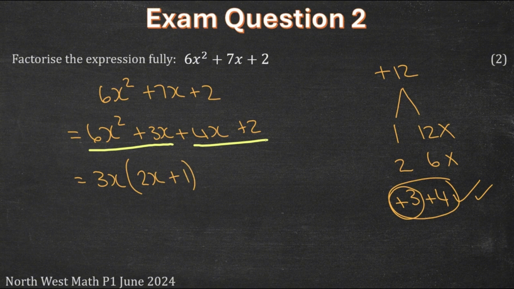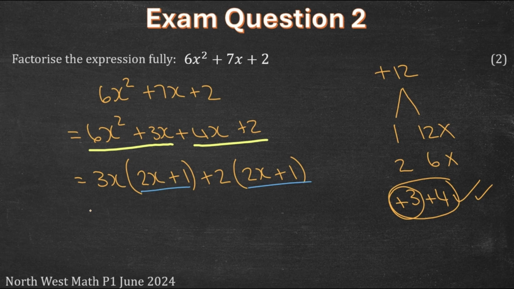Now let's have a look at the final group. Here I can take out a positive 2. I open up my bracket and let's see what is left over. 4x divided by 2 gives us 2x. And positive 2 divided by positive 2 gives us 1. Now again we have 2 terms, but did you notice that we have 2 common brackets? Each term has the same bracket.